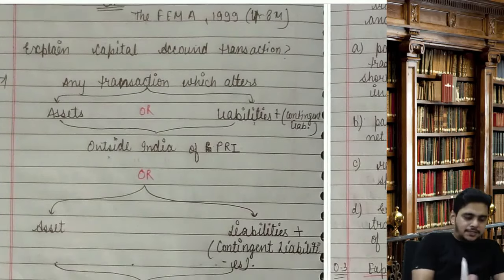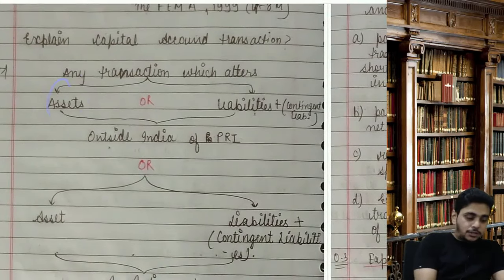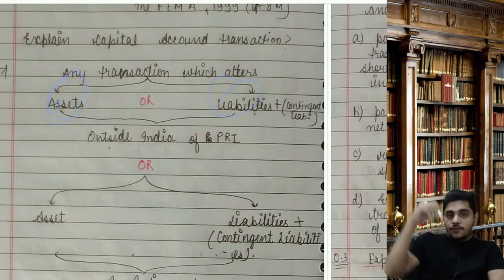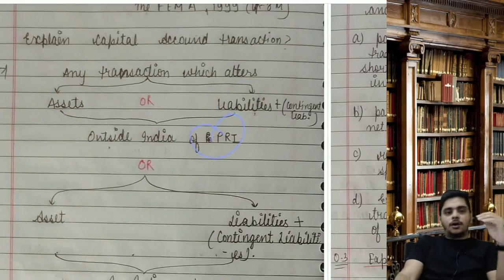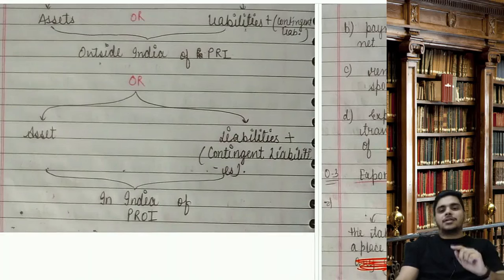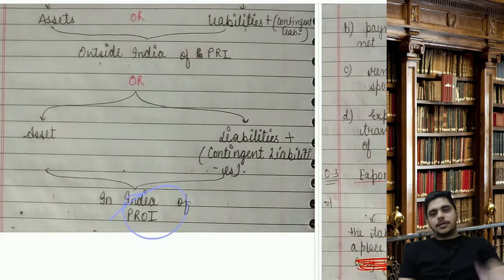So it says any transactions, first one is capital account transaction. Any transactions which alter the assets or liabilities outside India of a person resident in India, assets or liabilities including contingent liability outside India of a person resident in India, or vice versa, assets or liabilities including contingent liability in India of a person resident outside India, it is called as what?